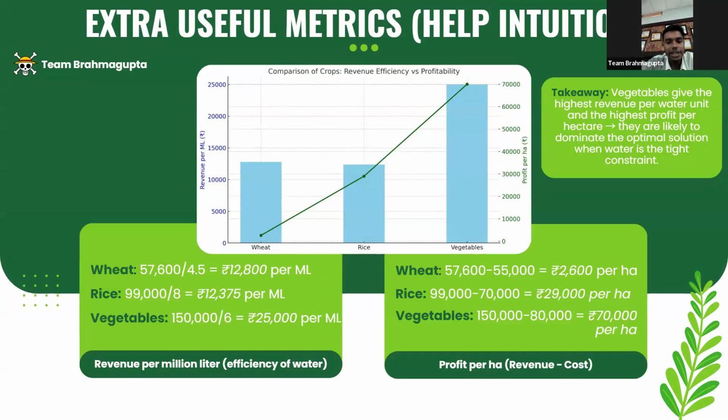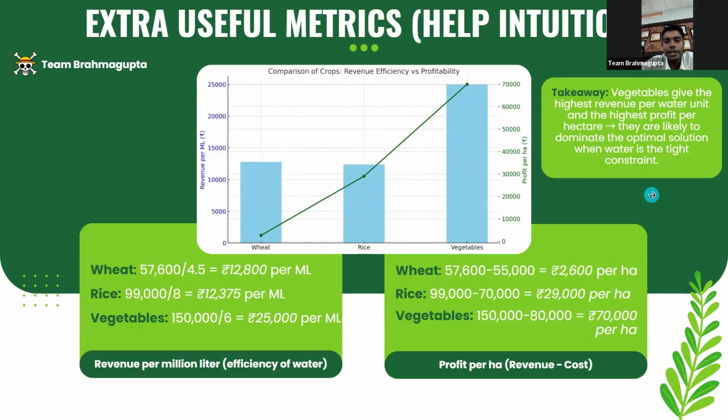And for rice, we are generating 12,375 rupees per million liter. And for vegetables, we are generating 25,000 rupees per million liter. And if we want to calculate the profit, we know that profit equals revenue minus cost. So from this, we can calculate that for wheat, the cost is 55,000 for cultivation. If we subtract it from revenue, we get 2,600 per hectare for wheat. And for rice, we are getting 29,000 per hectare. And for vegetables, we are getting 70,000 per hectare.